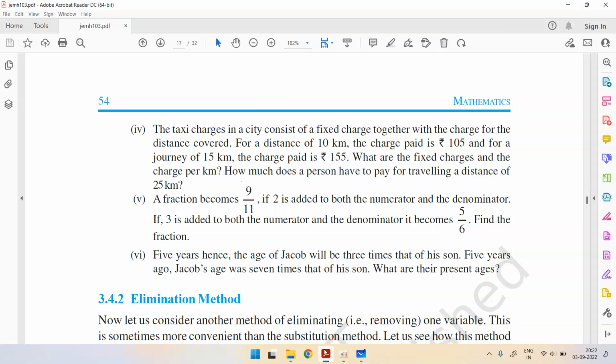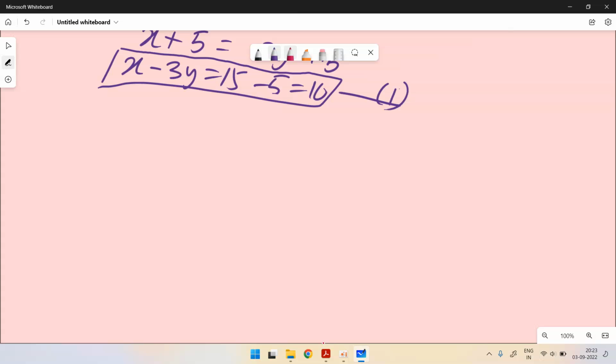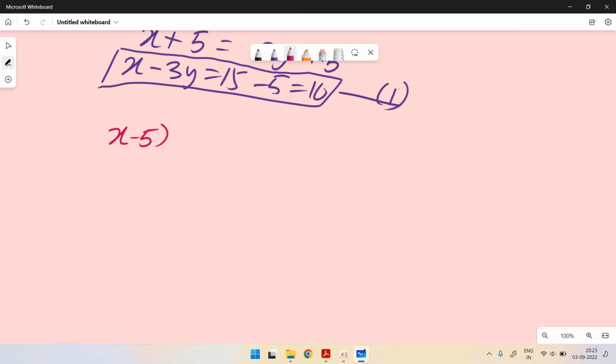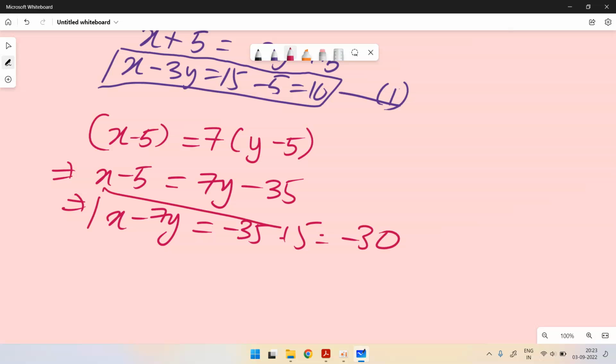Now the second condition says that 5 years ago Jacob's age was 7 times his son's. So 5 years ago means x minus 5, he was 7 times his son's age at that time, which is y minus 5. If you solve this, it becomes x minus 5 equal to 7y minus 35. So x minus 7y equal to minus 35 plus 5, which is minus 30. This is my equation number 2.